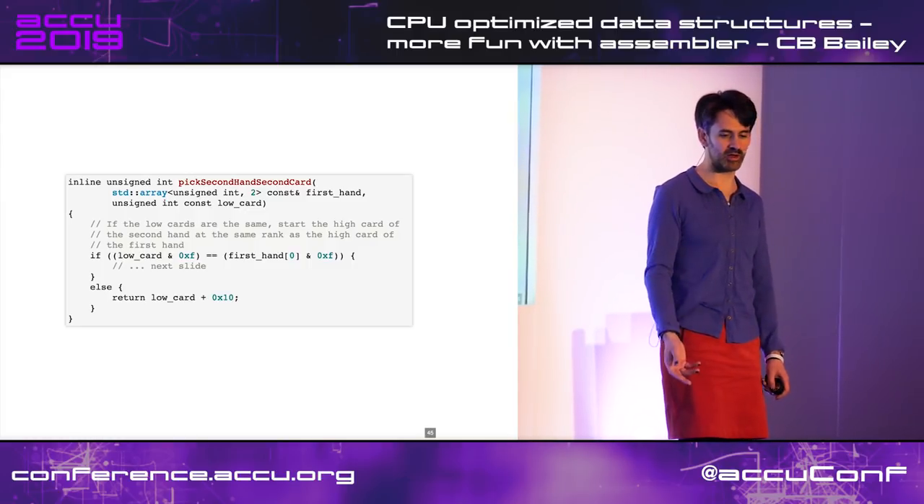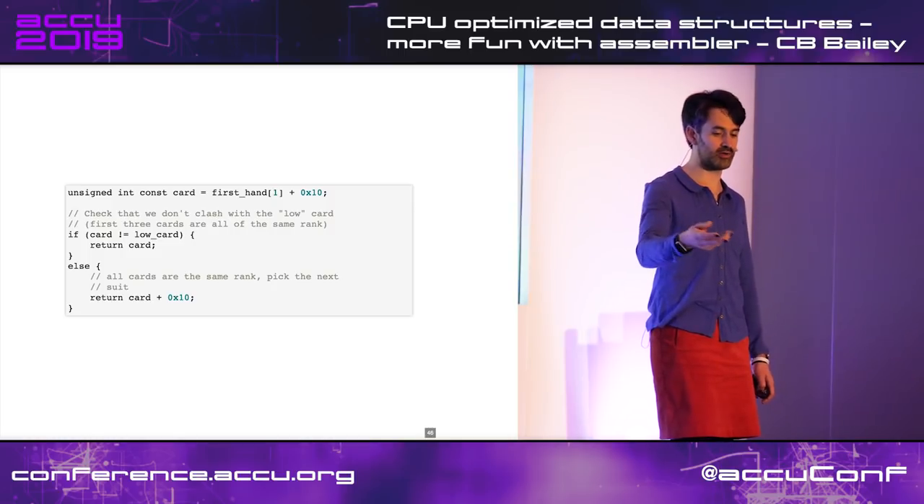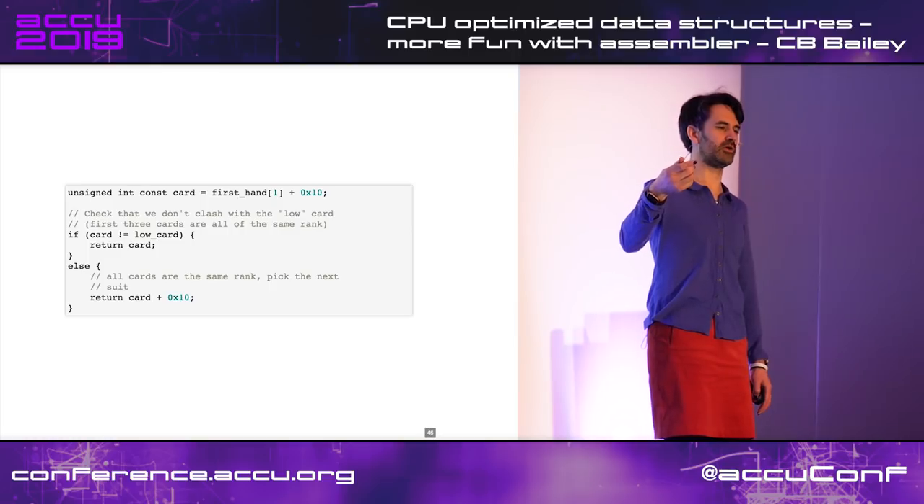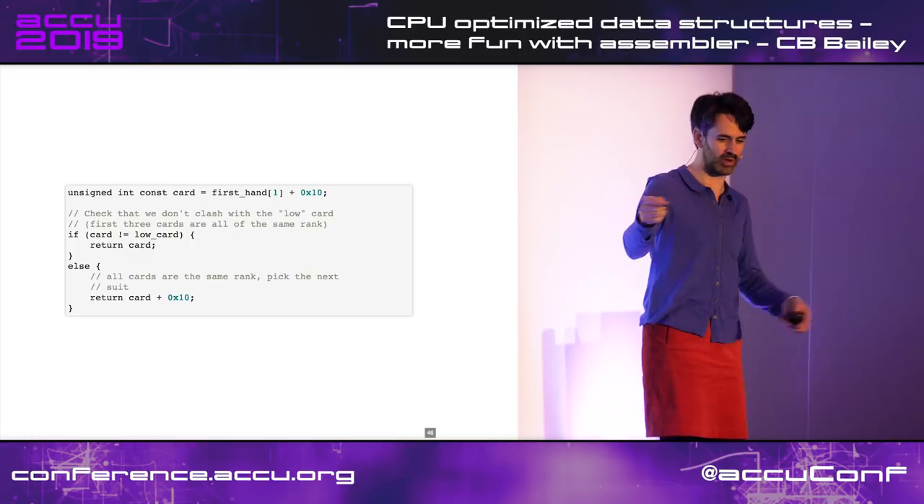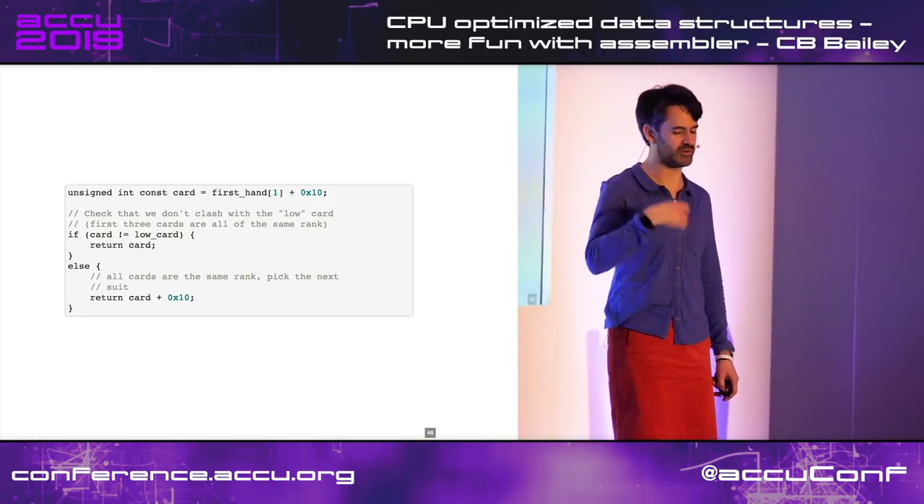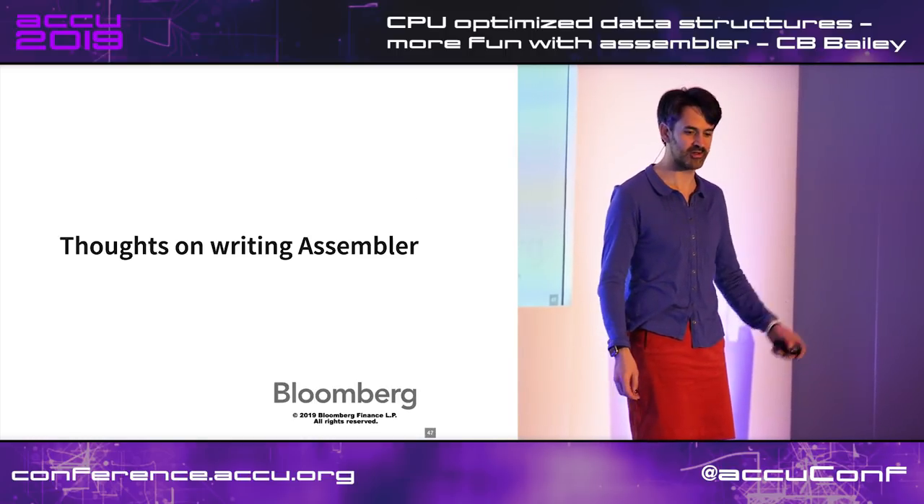Pick a second hand card. There's a bit of logic there, checking that we don't clash with the low card. So it was quite easy to go, I've already done hearts in that one, or have I not? It's a little bit of a thing to make sure we didn't magically summon up two of the identical card, you know, the thing that falls out of your sleeve when you're trying to cheat.